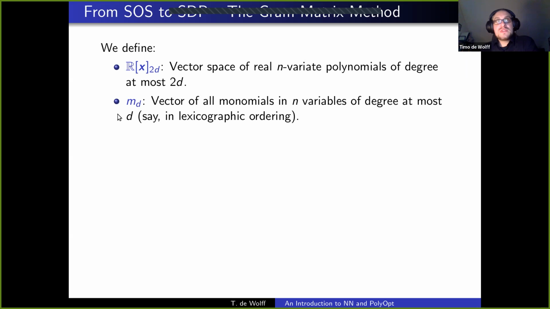And now I want to consider the vector m_D of all monomials in n variables that have total degree at most D, in any ordering that you like, say lexicographic ordering. So I'm writing down all monomials in n variables such that the total degree is at most D, in any order, and I put them in a very long vector, okay?